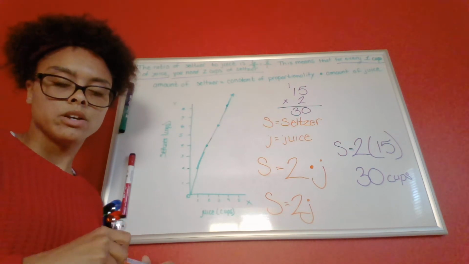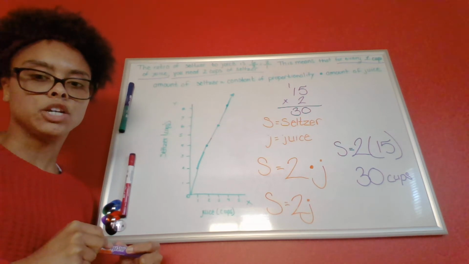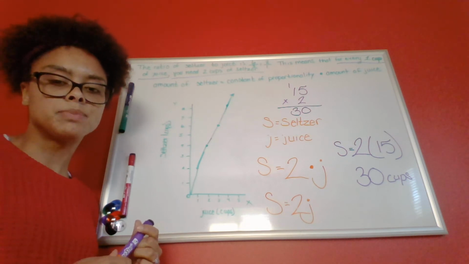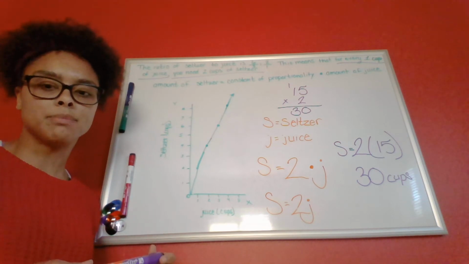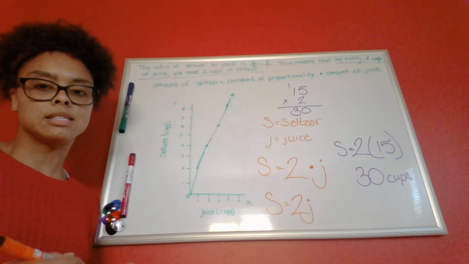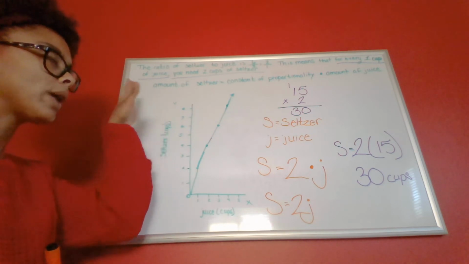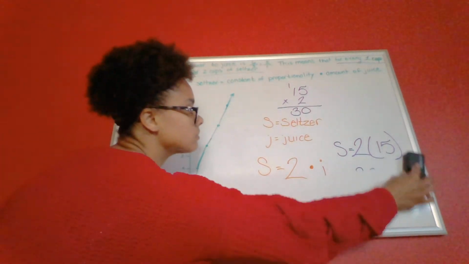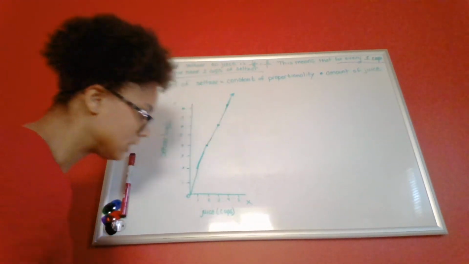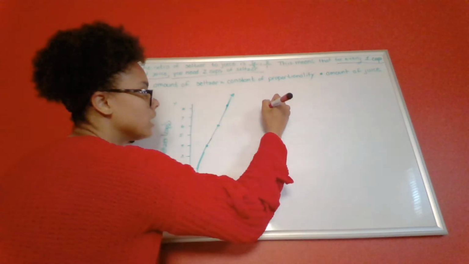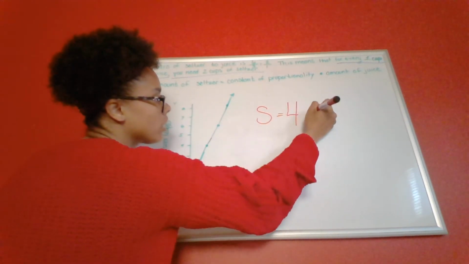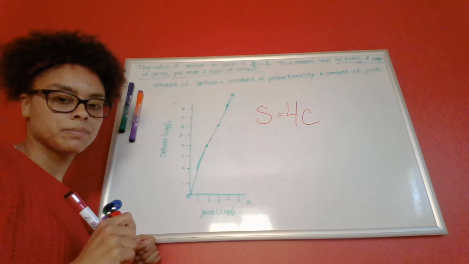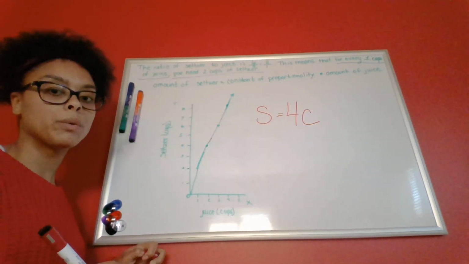Number 7. For a different punch recipe, the equation S equals 4C represents the number of cups of seltzer, S, that you need for C cups of cranberry juice. What is the constant? Remember the equation from page 56. The equation is already written out for you. Your new equation that they gave you is S equals 4C. It says S represents seltzer and C represents the cups of cranberry juice.